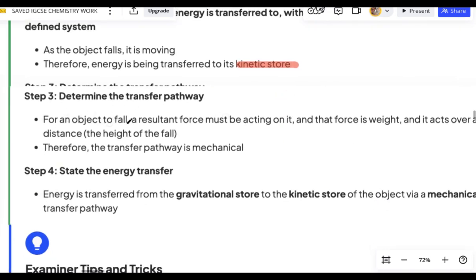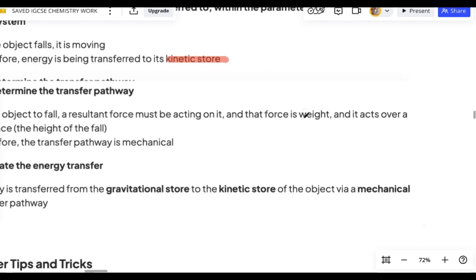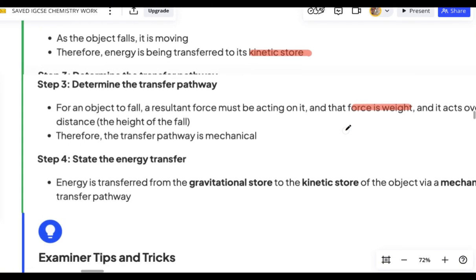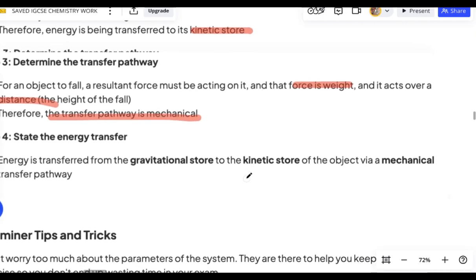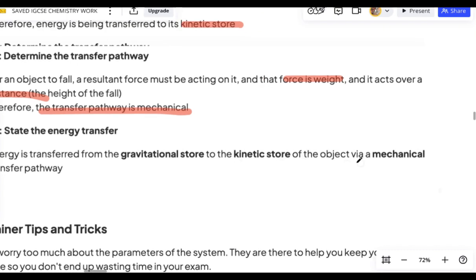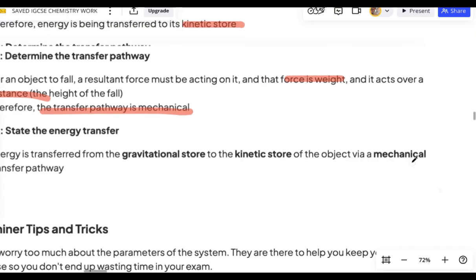The third one is the pathway. For an object to fall, a resultant force must act on the object, right? And the force we are talking about that is acting is the weight of the object, and it acts on it through a distance. The height is the distance, so it's a mechanical transfer pathway. So we can say energy is transferred from the gravitational store to the kinetic store of an object via the mechanical pathway.